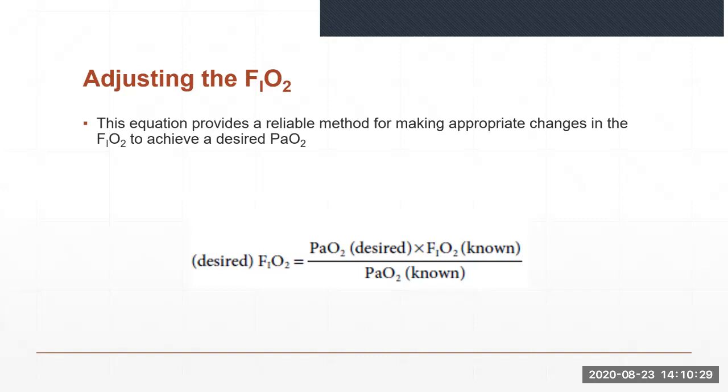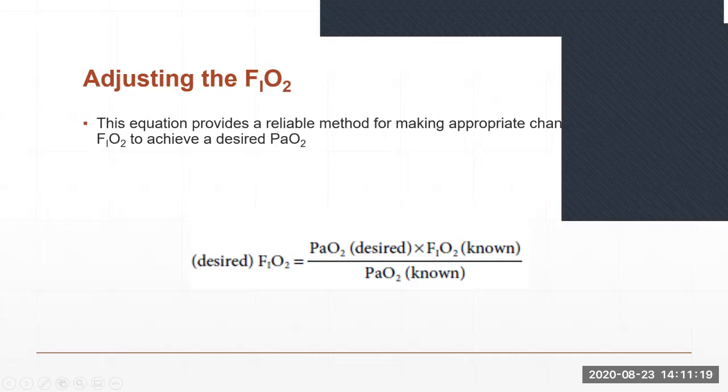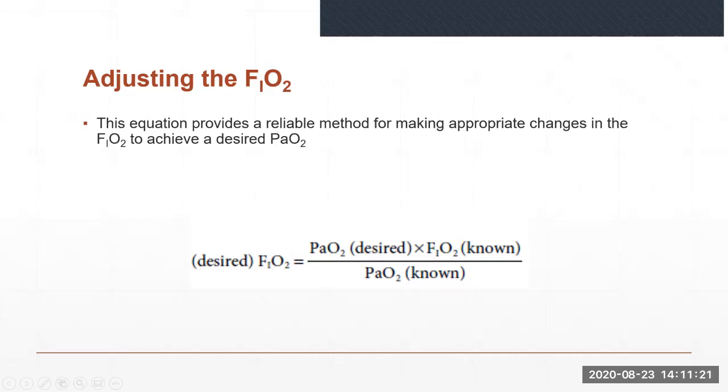So the desired FiO2 equals the desired PaO2 times your known FiO2 divided by your known PaO2. Making adjustments in FiO2 has a greater effect on patients with hypoventilation and reduced V/Q, in which higher alveolar oxygen has better access to pulmonary blood flow than in situations of pulmonary shunt.